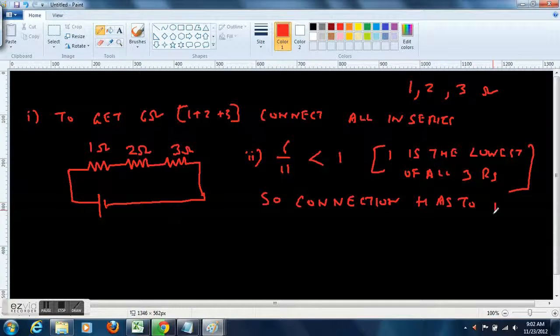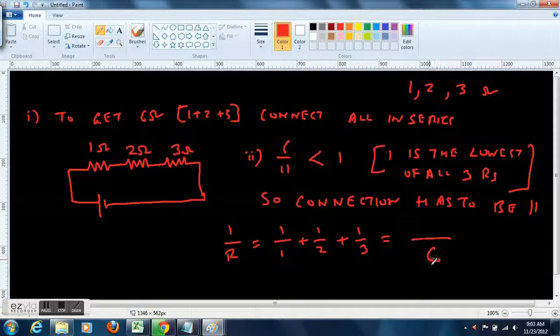Now let us see, if I connect 1, 2 and 3 ohm in parallel, what the net resistance will be. So for net resistance, 1 by R is equal to 1 upon 1 plus 1 upon 2 plus 1 upon 3. It is from the law of reciprocals. So it is coming to 6 plus 3 plus 2, which is 11 by 6. Therefore R equal to 6 by 11. So we got exactly 6 by 11 ohm resistance.